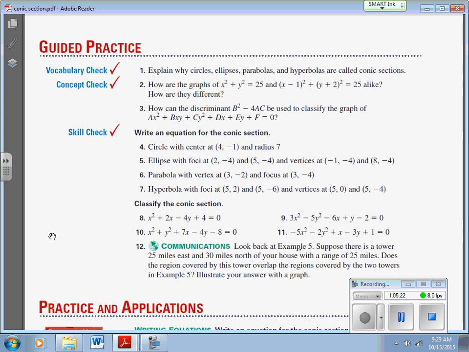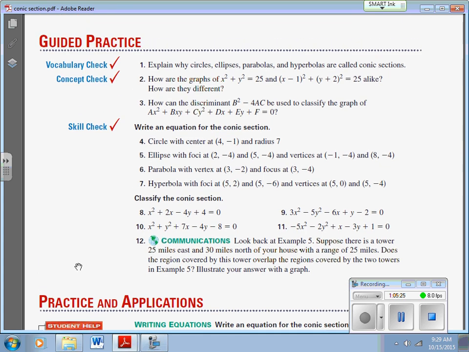All right, so we want to be able to go through these types of problems and identify what it is. Explain why circles, ellipses, parabolas, and hyperbolas are called conic sections. The conic sections derive from cones and the different types of cuts you can make on a cone. That's where they came from. How are the graphs of x squared plus y squared equal 25 and (x minus 1) squared plus (y plus 2) squared equal 25 alike? For number 2, what do you notice about the two equations?